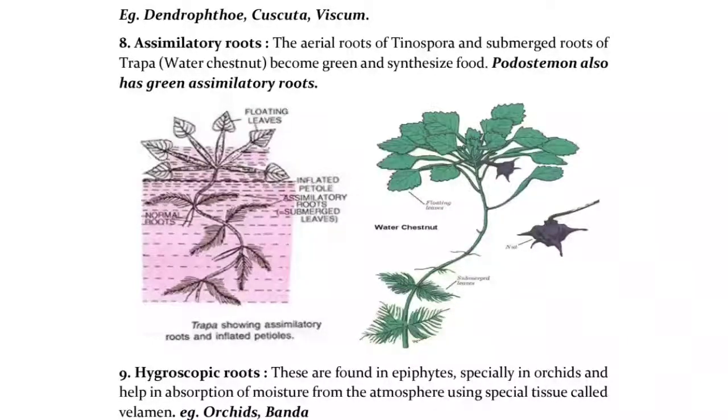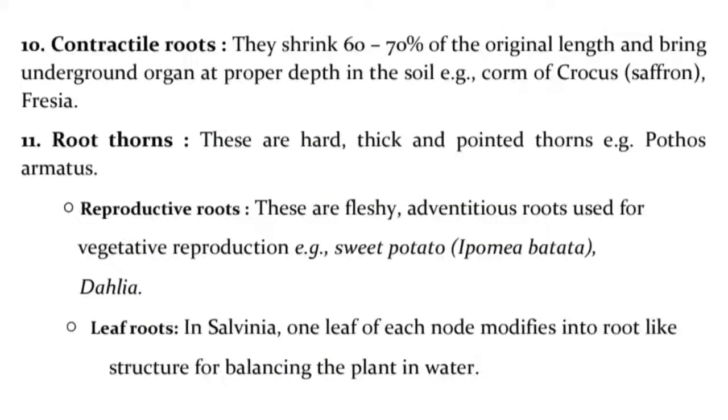9. Hygroscopic roots. These are found in epiphytes, especially in orchids, and help in absorption of moisture from the atmosphere using a special tissue called velamen, e.g. orchids, Vanda. 10. Contractile roots. They shrink 60-70% of the original length and bring the underground organ to proper depth in the soil, e.g. corm of crocus, saffron, freesia.